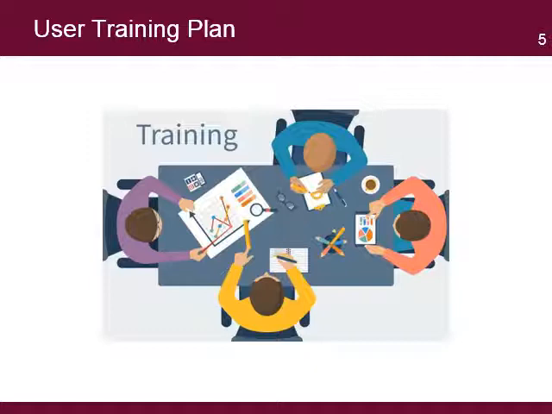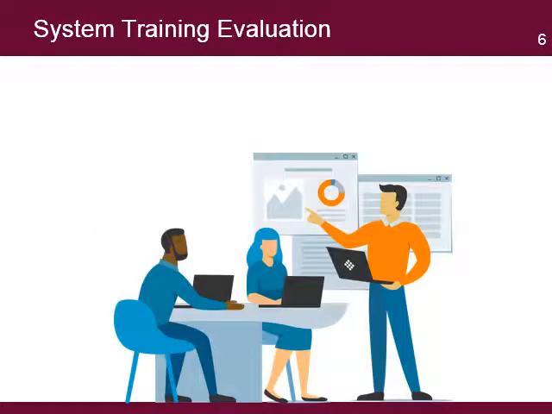The training plan will identify the resources required to train all users, which might include the need to purchase additional computers or rent computer training facilities. The system training evaluation is the evaluation that the users will make at the end of the training. The evaluation seeks to measure the level of satisfaction from users and the quality of the instruction.